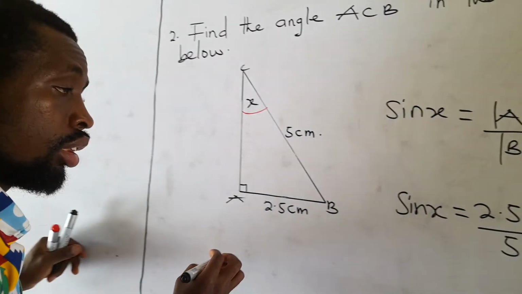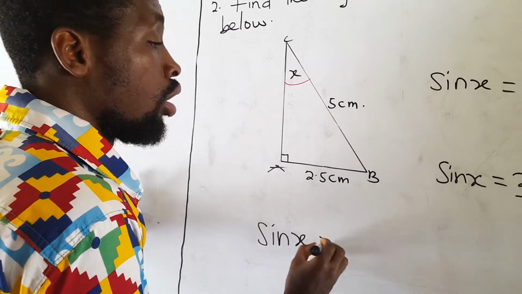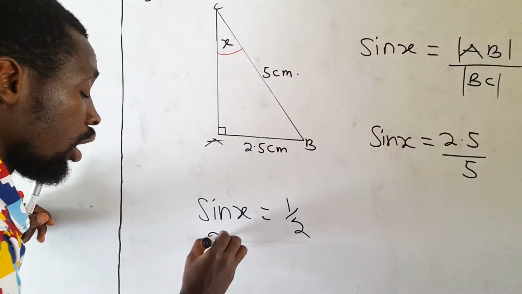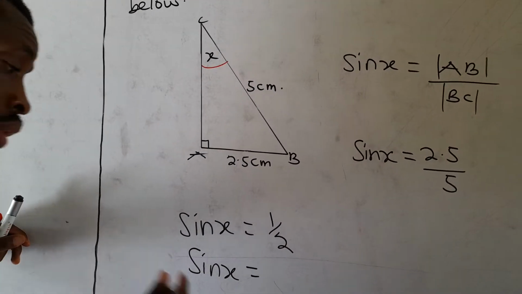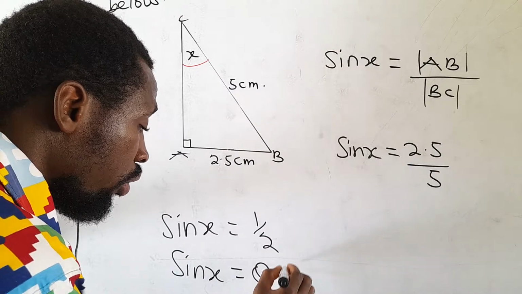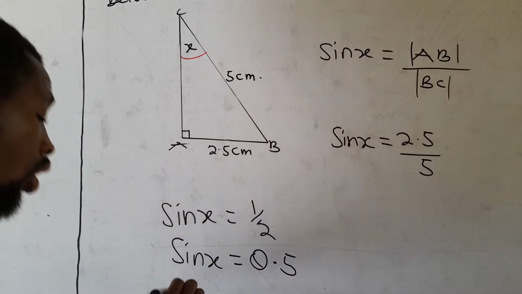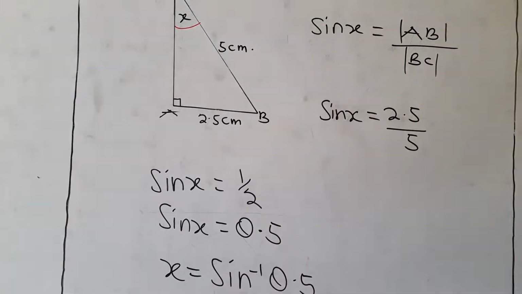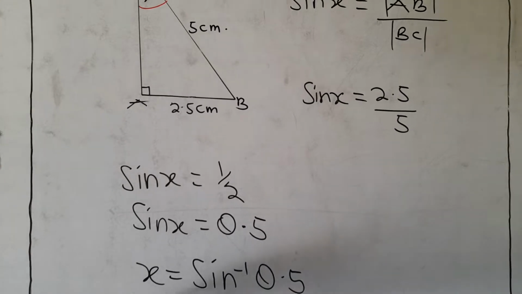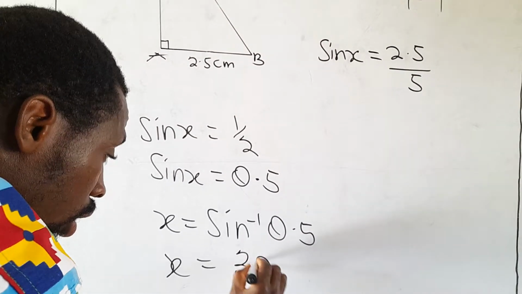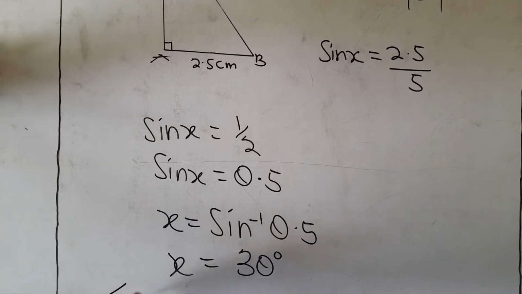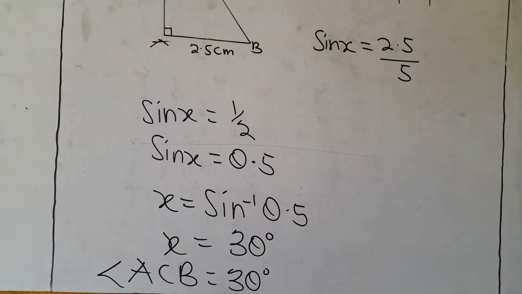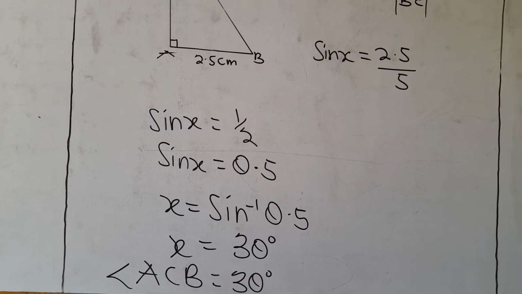So we can say that sine x will be equal to 2.5 divided by 5, which is half. So sine x is equal to 0.5. Half as a decimal is 0.5. So x will be equal to sine inverse of 0.5, and sine inverse of 0.5 is 30 degrees. So we can say that the angle ACB is equal to 30 degrees. I hope you understand that. We look at the next question.